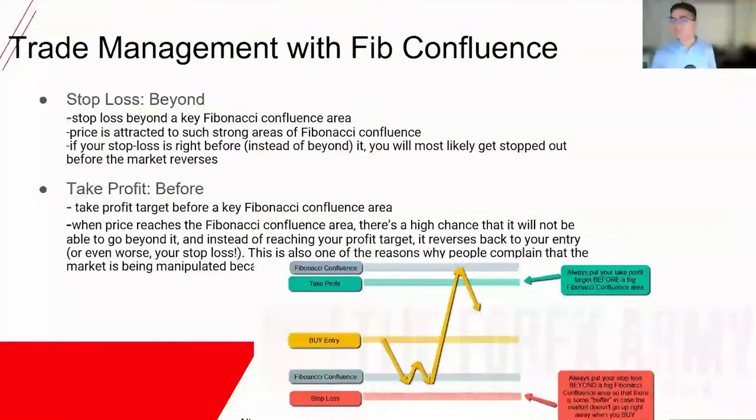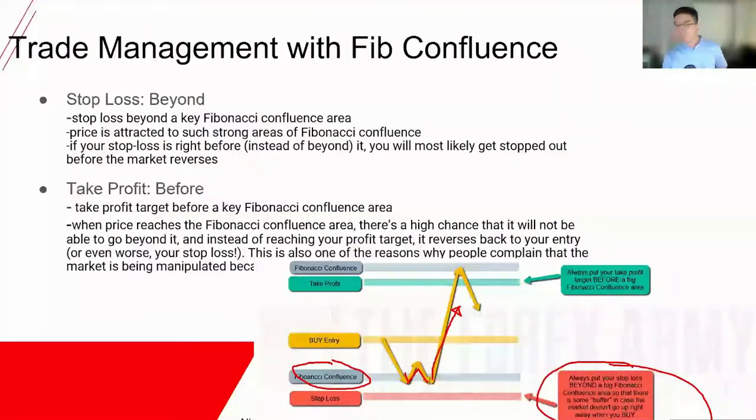Stop loss beyond, what does it mean? It means that you should always put your stop loss beyond a key Fibonacci confluence area. The reason for this is because more often than not, price is attracted to such strong areas of Fibonacci confluence. And if your stop loss is right before instead of beyond the area, you can potentially get stopped out right when the market starts to reverse. And then traders start to complain about getting stop hunted, saying the brokers manipulated the market. It's actually not. There was a confluence that caused price to tap in before reversing back up.